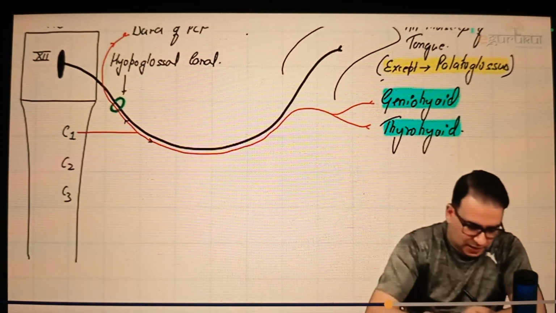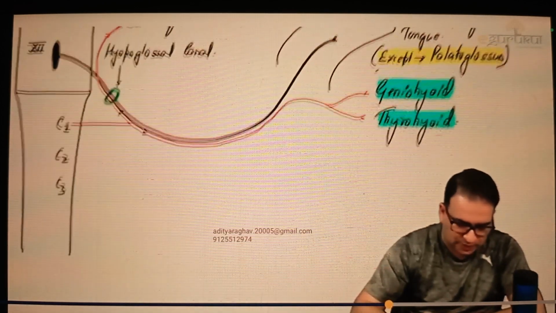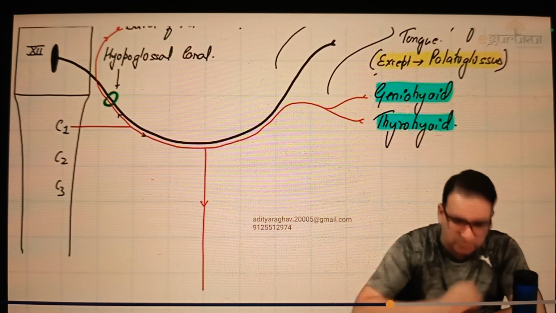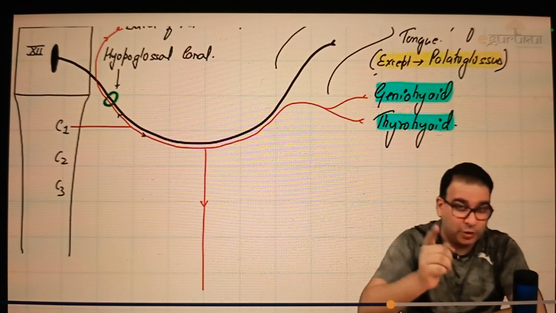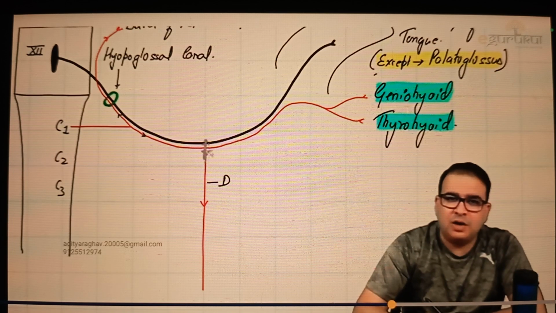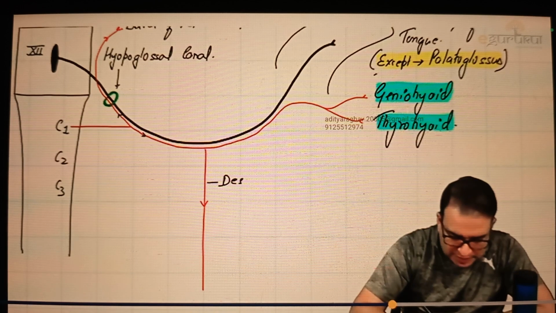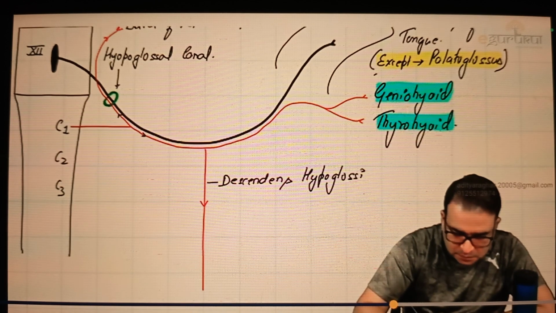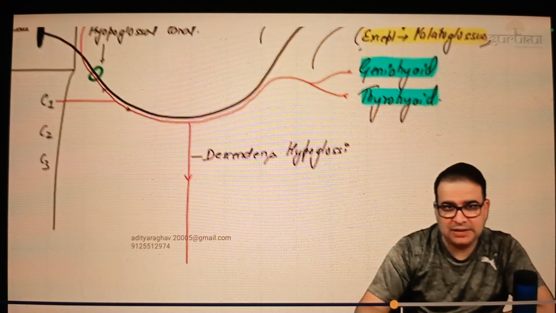After that, the C1 nerve also gives off a descending branch in the neck. So this you are already a little aware of. There's a descending branch coming from the C1. It is running in the neck, in front of the carotid sheath. This branch looks like it is coming from the hypoglossal nerve, or from the region of the hypoglossal nerve. So we call it descendens hypoglossi.